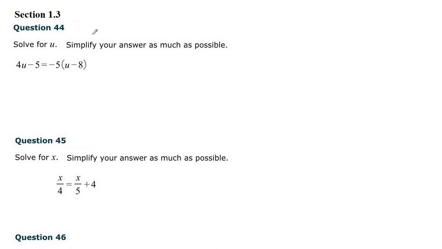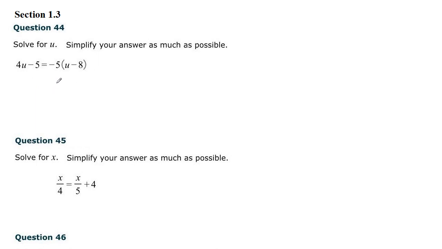So these examples are starting section 1.3. We are going to be working with linear equations. In linear equations, everything has the first power. So this is u to the first power, u to the first power here. There's no u squared, no variable in the denominator. And we want to try and solve this equation.